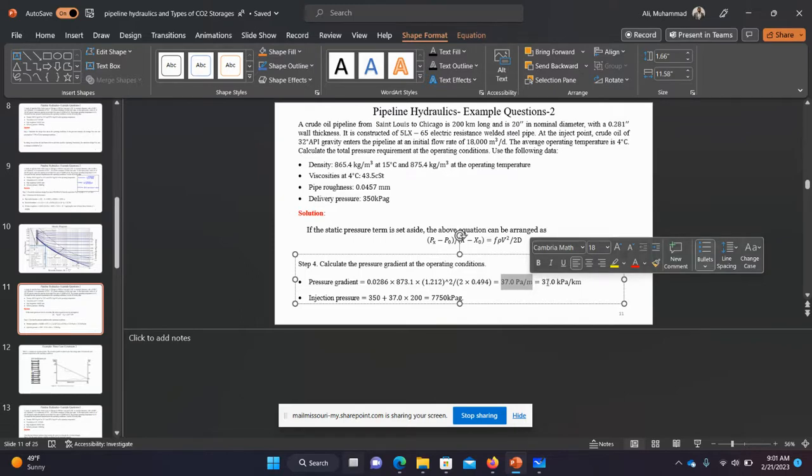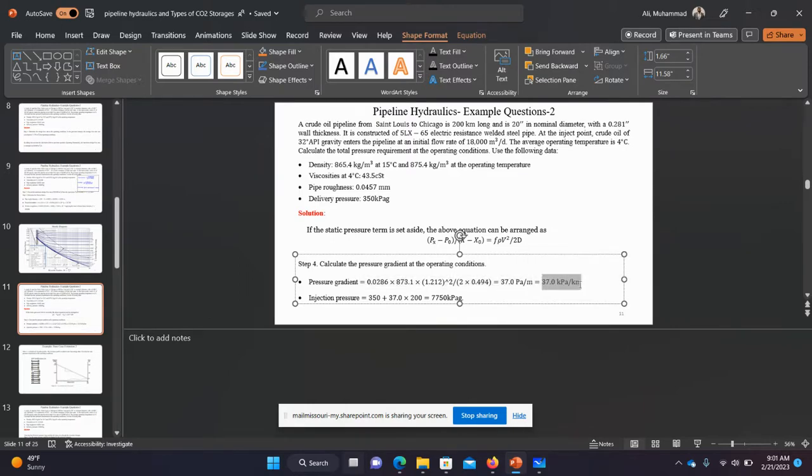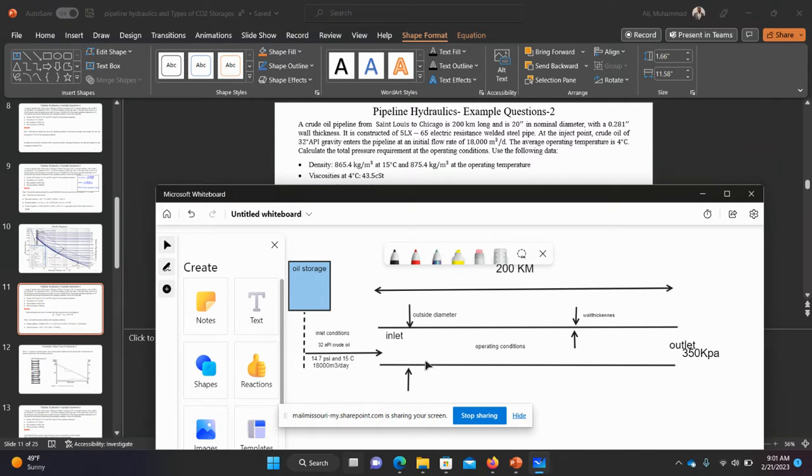Okay, so now we want to convert this pascal per meter to kilopascal per kilometer. This is the pressure drop. So what does this value mean, 37 kilopascal per kilometer? This means that for each kilometer we have a loss of 37 kilopascal. So for example, if the pipeline is 200 kilometers, each kilometer we will lose 37 kilopascals.